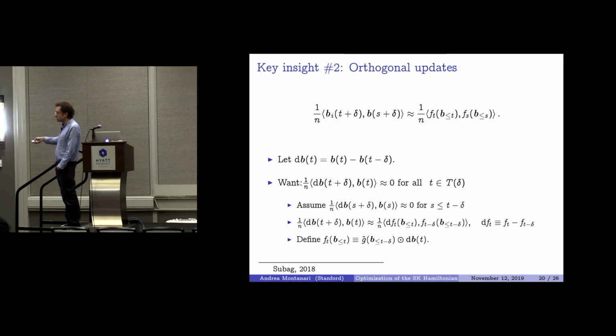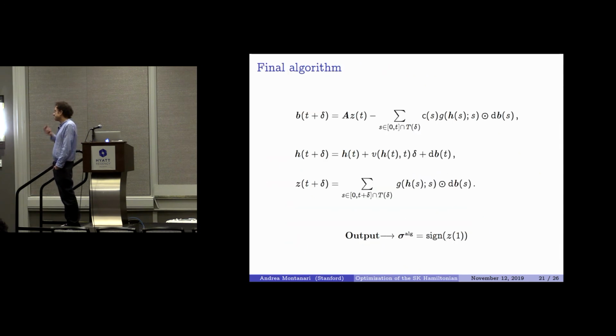Okay, this is important, but I don't assume you to be able to follow. But basically what happens is that you construct f in such a way that f is a martingale, and by the isometry property, B turns out to be a martingale as well. All right, this is the overall algorithm, and then you output the sign of this z.